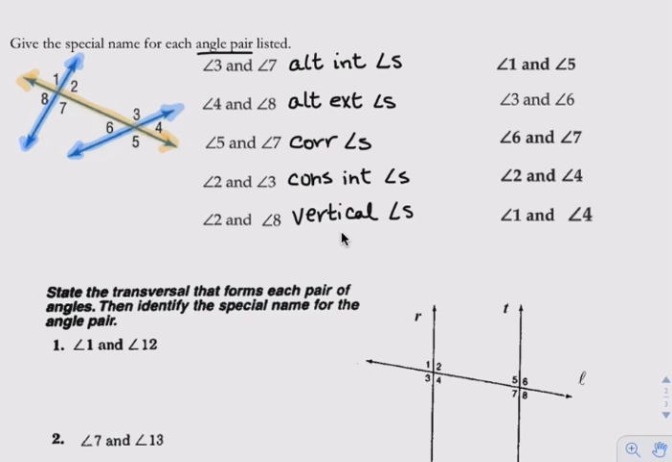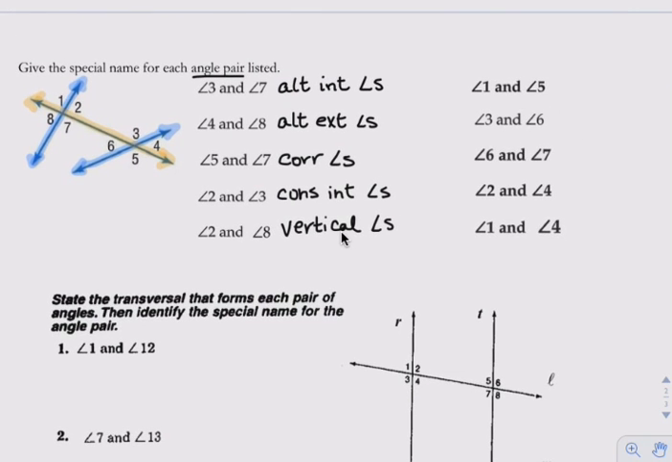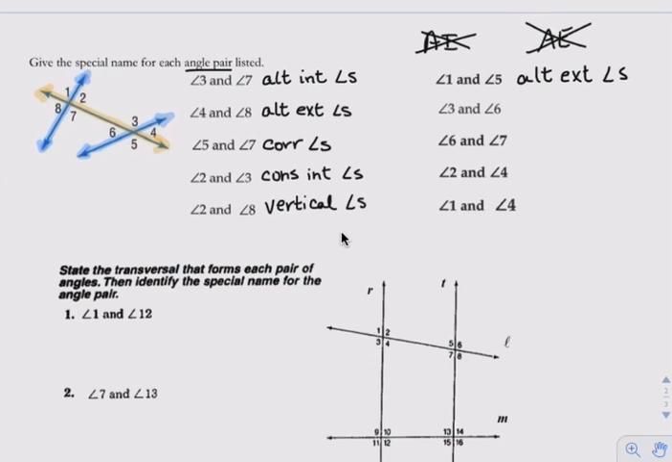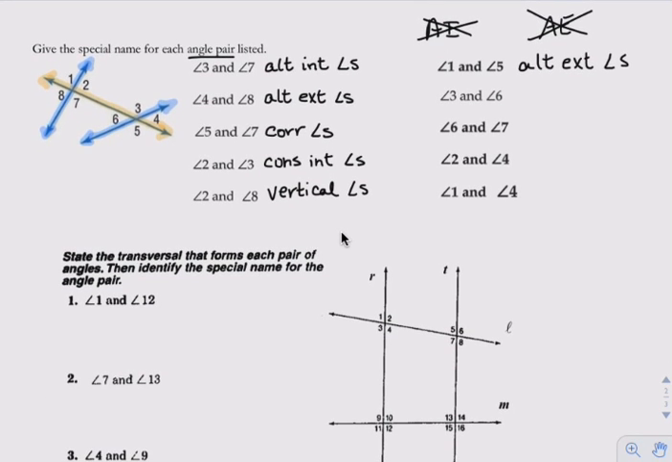All right, 1 and 5. 1 and 5 are alternate exterior. I do not want you using any other abbreviation. I don't want that or alternate interior. Some teachers will let you do that. I do not want you to use those abbreviations. Okay, angle 3 and 6, what are those? Well, they're actually a linear pair. I'll write that out. They're actually a linear pair.